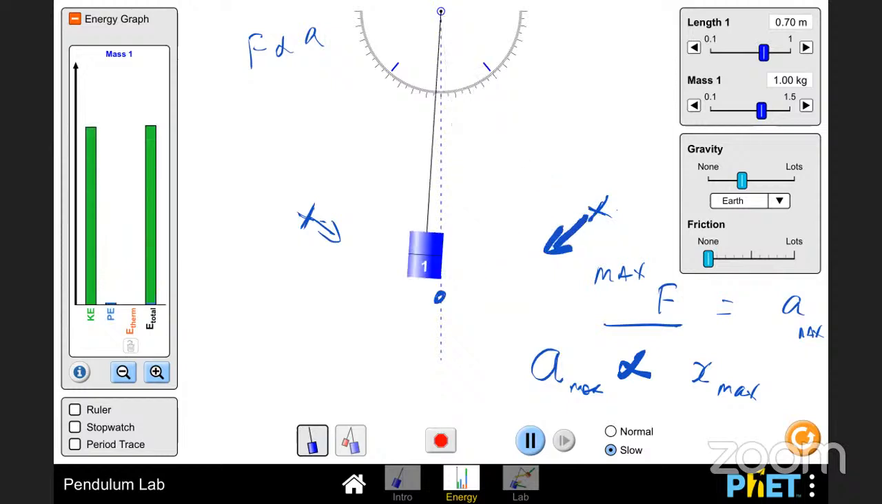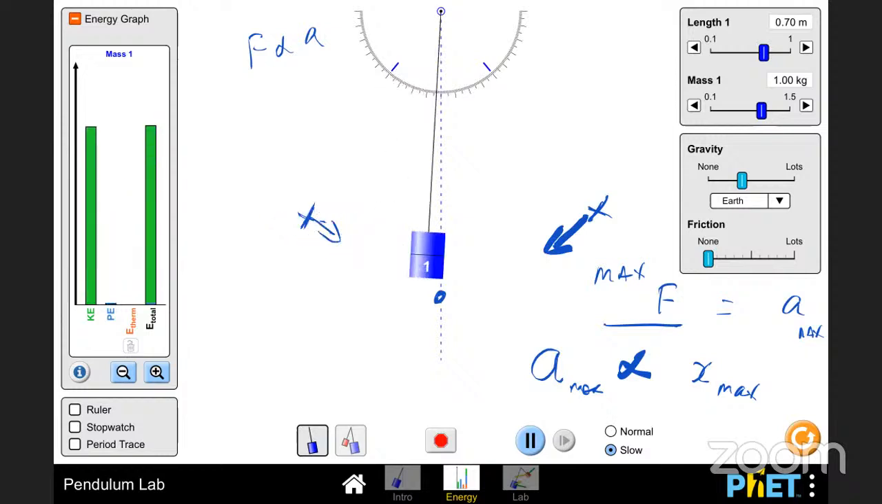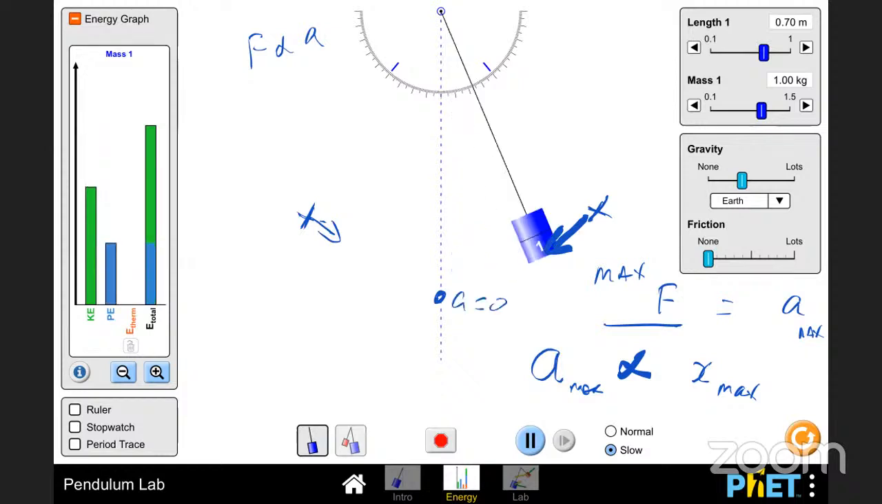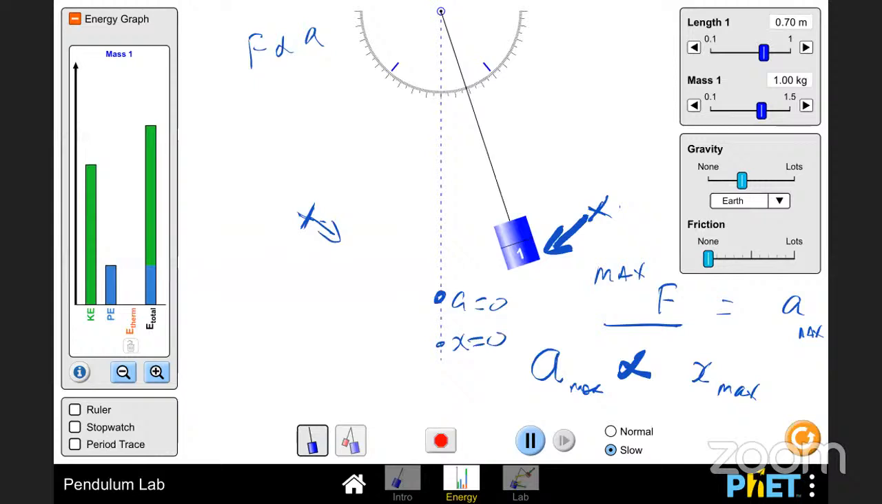Acceleration is what in the middle there? Probably zero, because the restoring force is zero. So acceleration is zero. So displacement is what at that middle point? So therefore, they're directly related. That's okay?